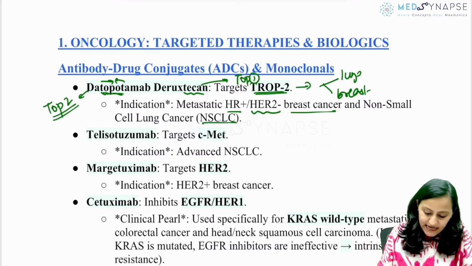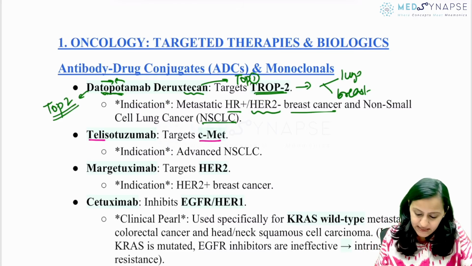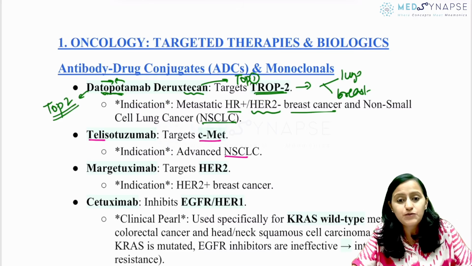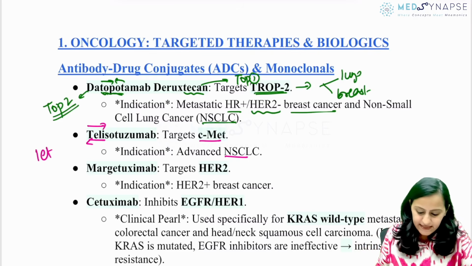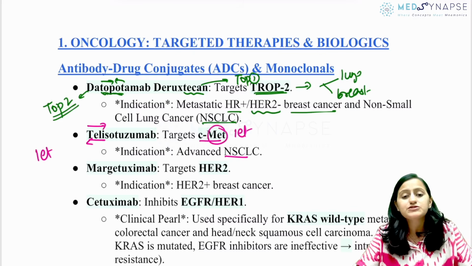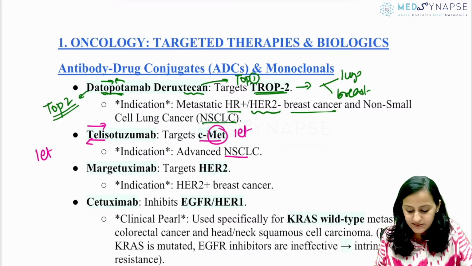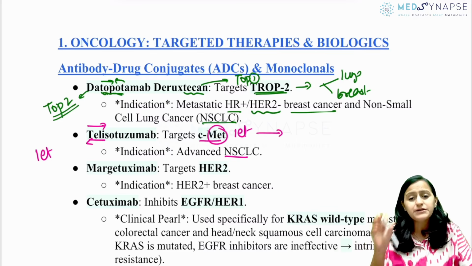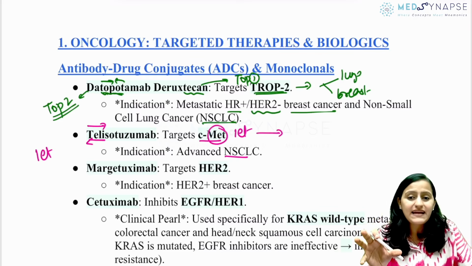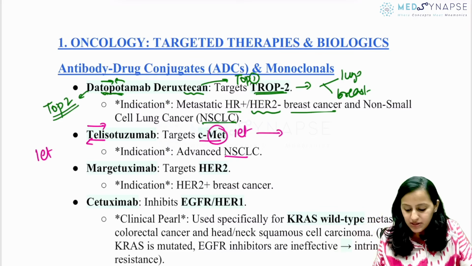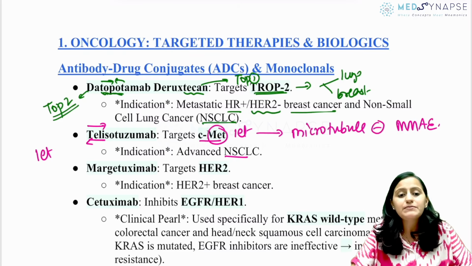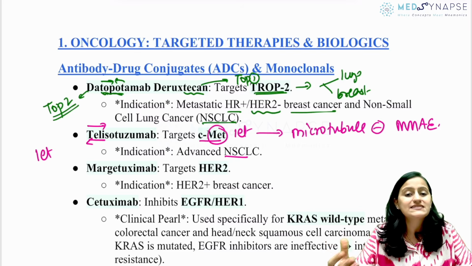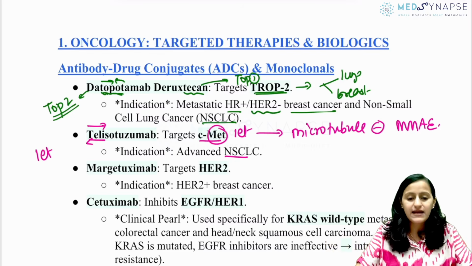Coming to next one, telisotuzumab, which targets c-MET. Again, this is used for lung cancer, non-small cell lung cancer. Remember, it's TEL, reverse is LET, LET is MET. Okay, so it is targeting c-MET. This is also your ADC drug with a conjugate. So this drug goes to the MET wale cancer cells and then it releases a substance which is microtubule inhibitor there called as MMAE. So remember telisotuzumab, tel is let, which is MET, and this is for lung cancer.